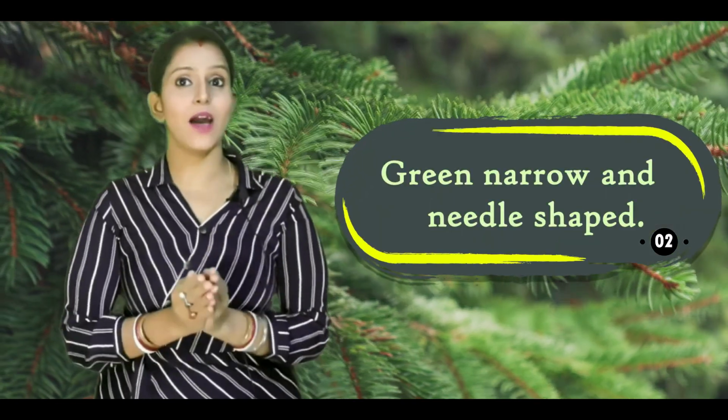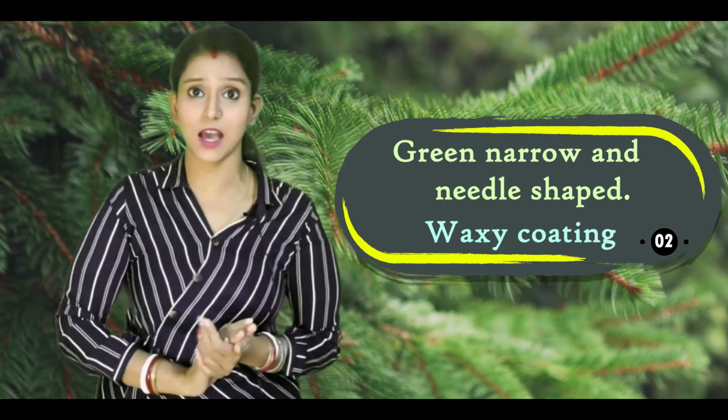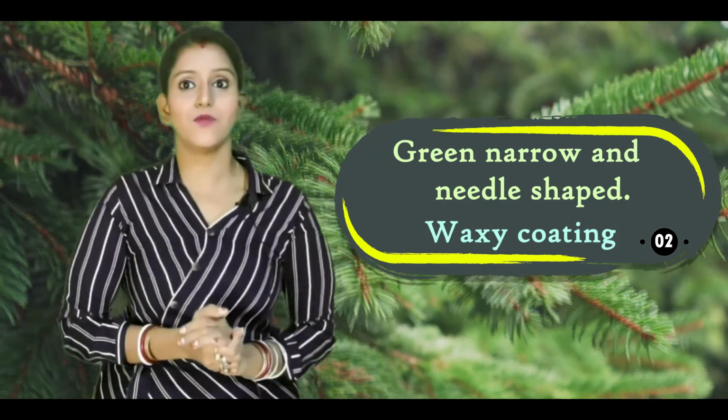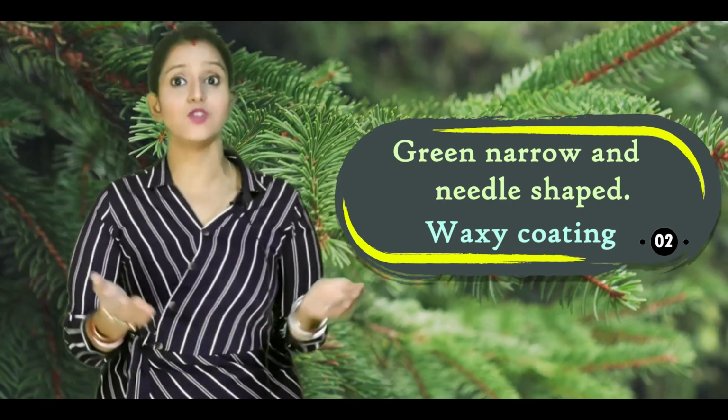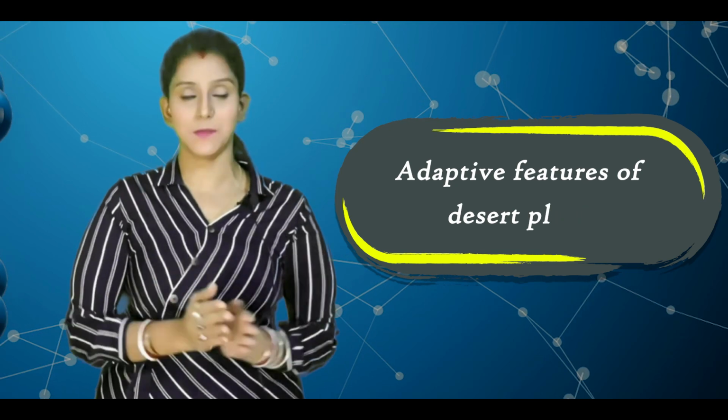Point number 2. Leaves are green, narrow and needle-shaped. They have a waxy coating on their surface to protect themselves from severe cold and prevents water loss due to transpiration. And finally, the adaptive features of desert plants.